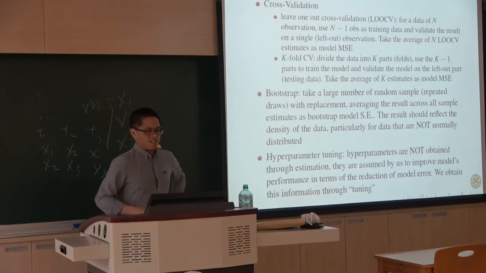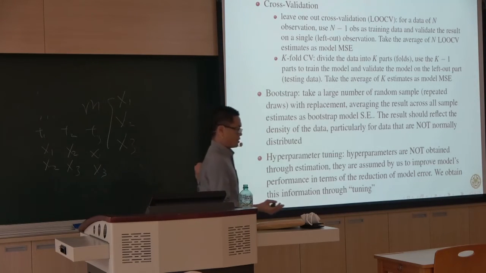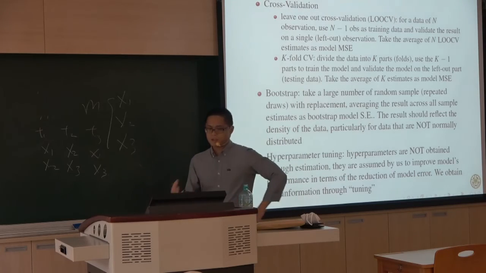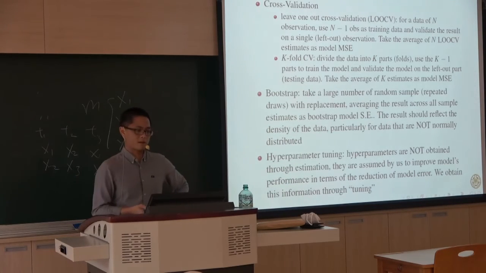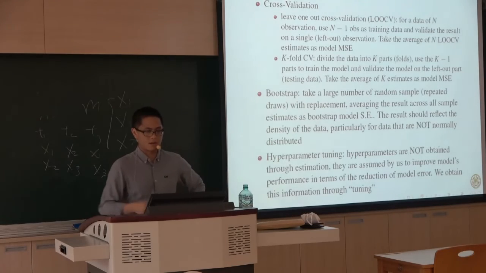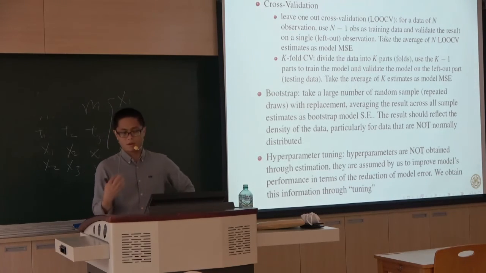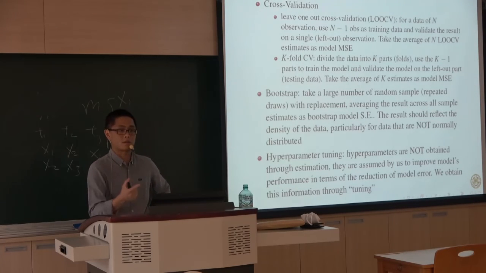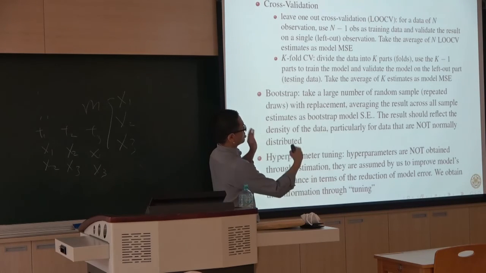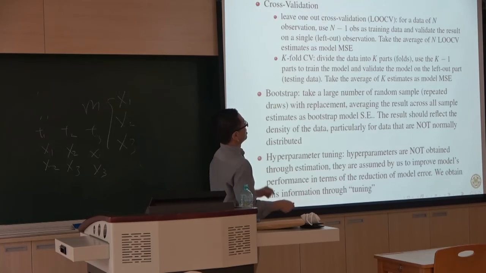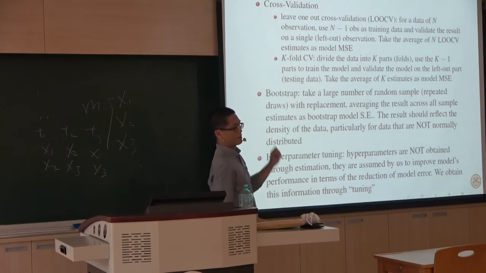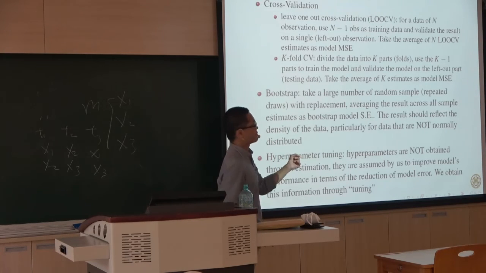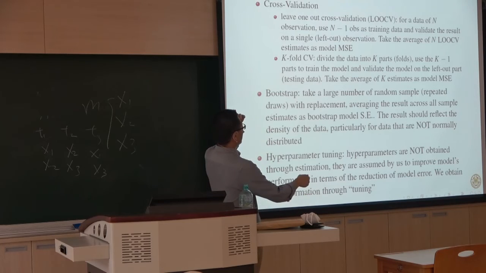But after we do train-test splitting, we need to validate our trained model on the testing data. So we need to do cross validation. There are several variants. First, leave-one-out cross validation, LOOCV. For a data set of N observations, we use N-1 observations as our training set and validate the model trained on N-1 observations on just one single left-out observation. We do this N times. Then we take the average of the LOOCV estimates as our model MSE.